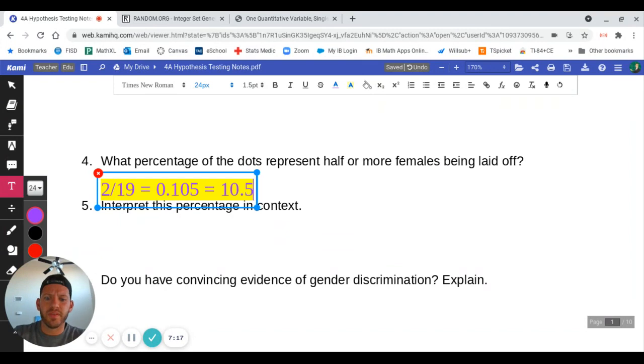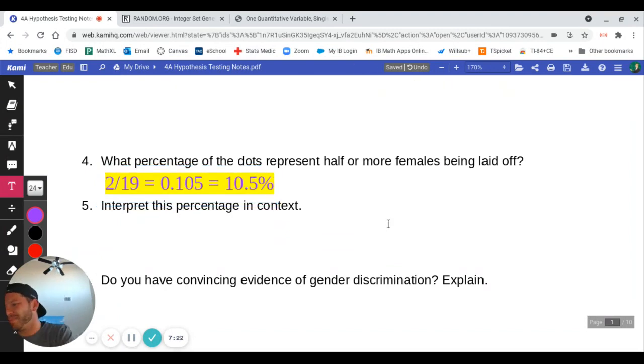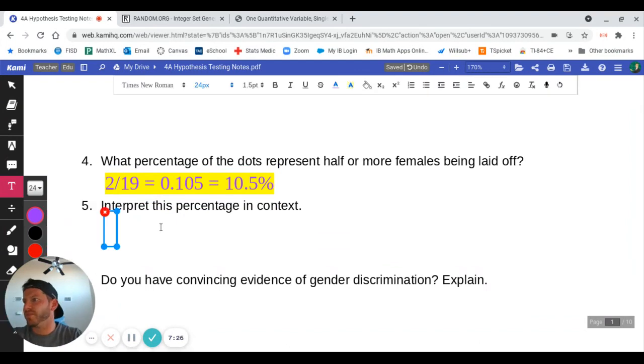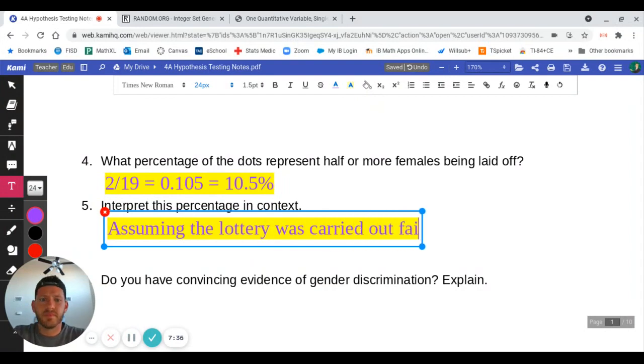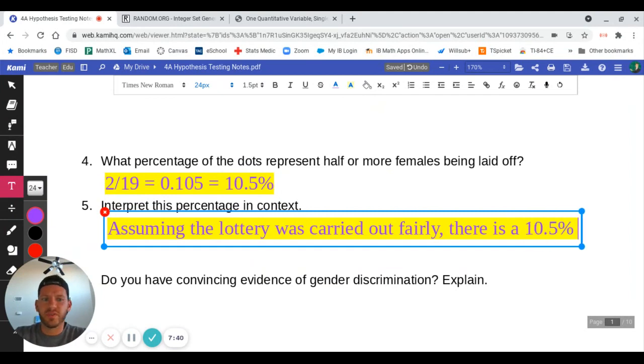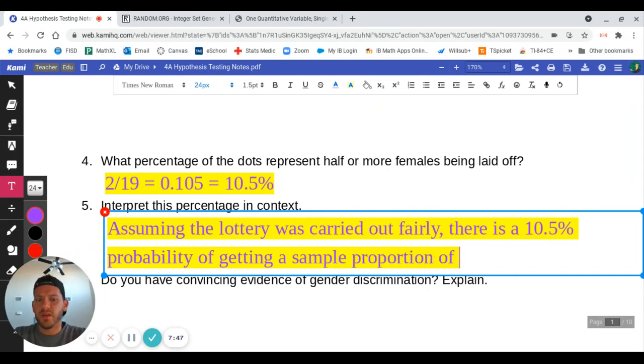0.105, so 10.5%. So what does that tell us? That tells us that, assuming the lottery to see who got fired was carried out fairly, there is a 10.5% probability of getting a sample proportion of 0.5 or higher.